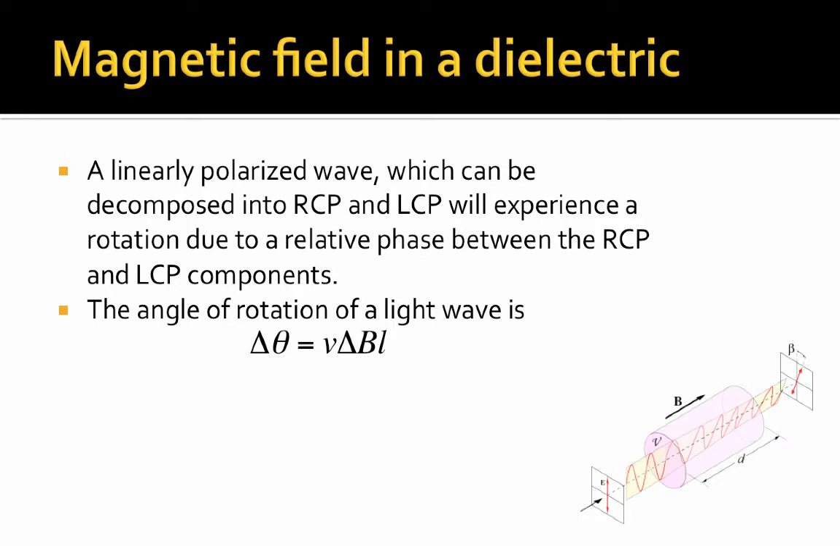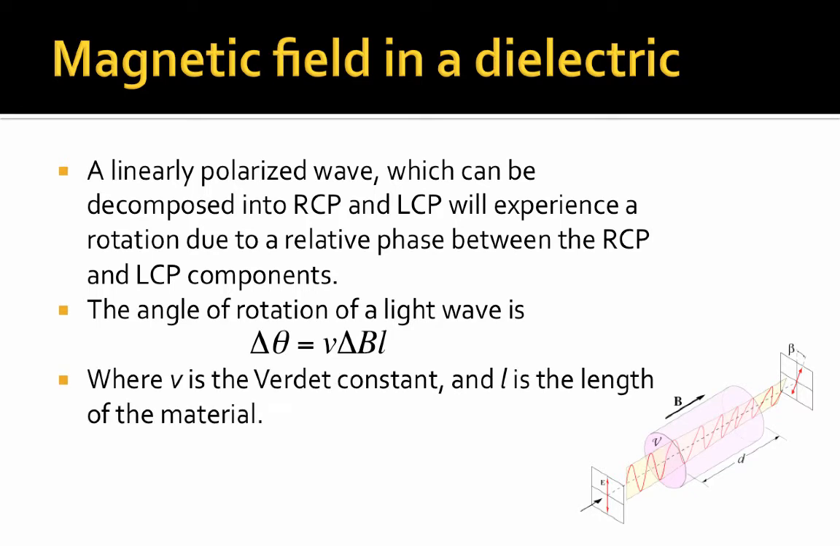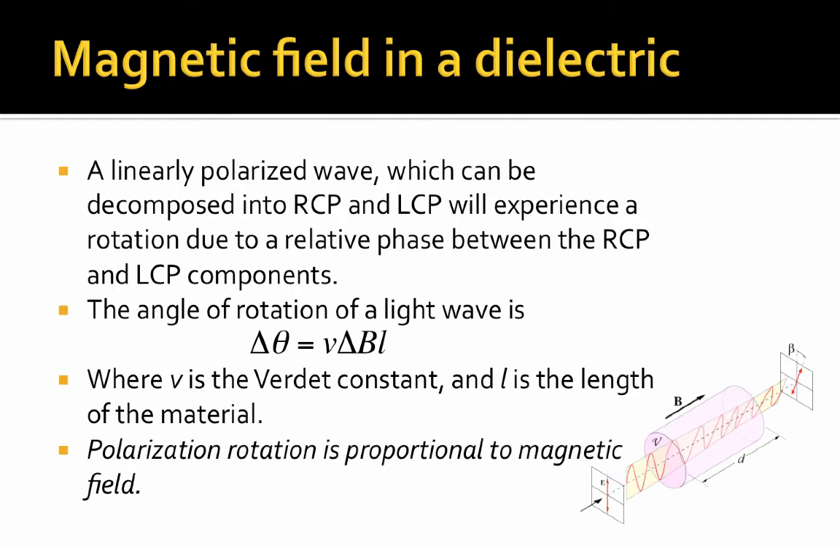So clearly it relates to magnetic field, and the V is called the Verdet constant, and L is the length of the material. The area of the material doesn't matter. So again, the polarization rotation is proportional to the magnetic field, and its proportionality is given by the Verdet constant and the length of the material.